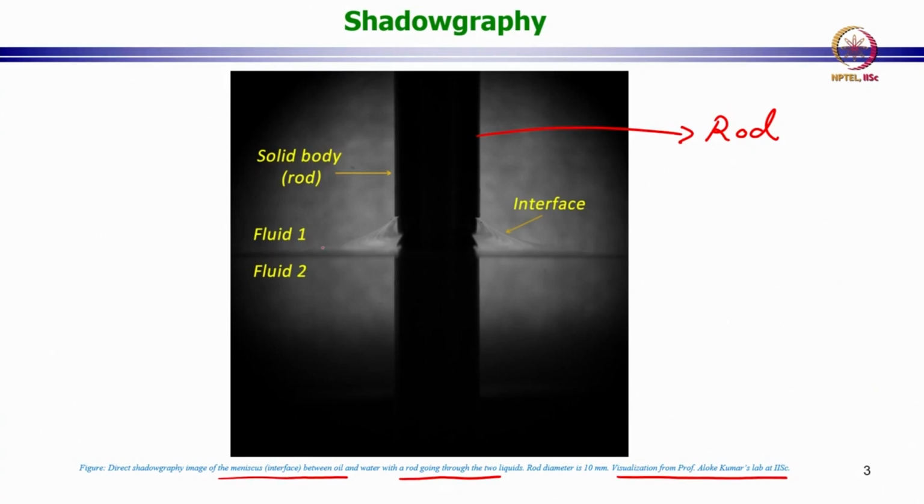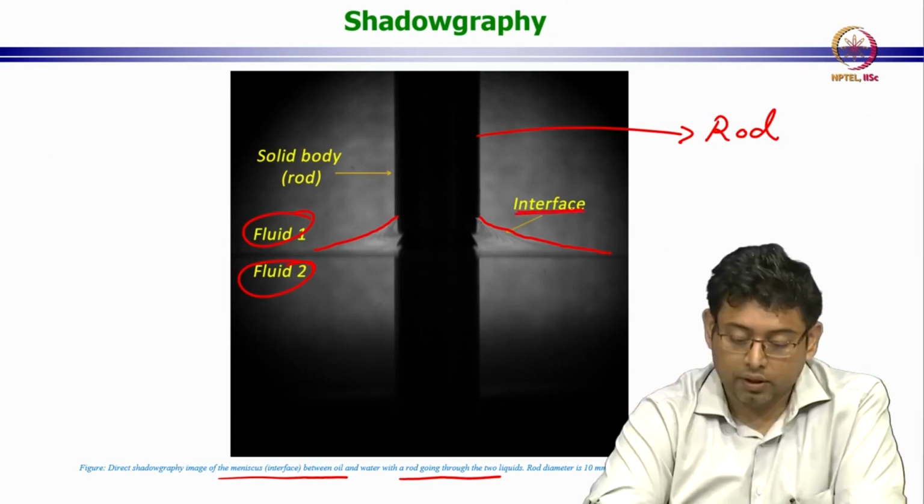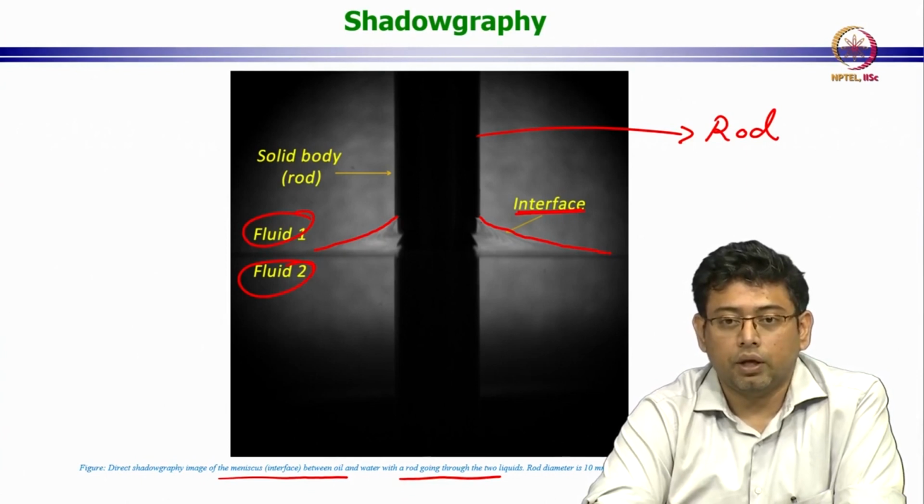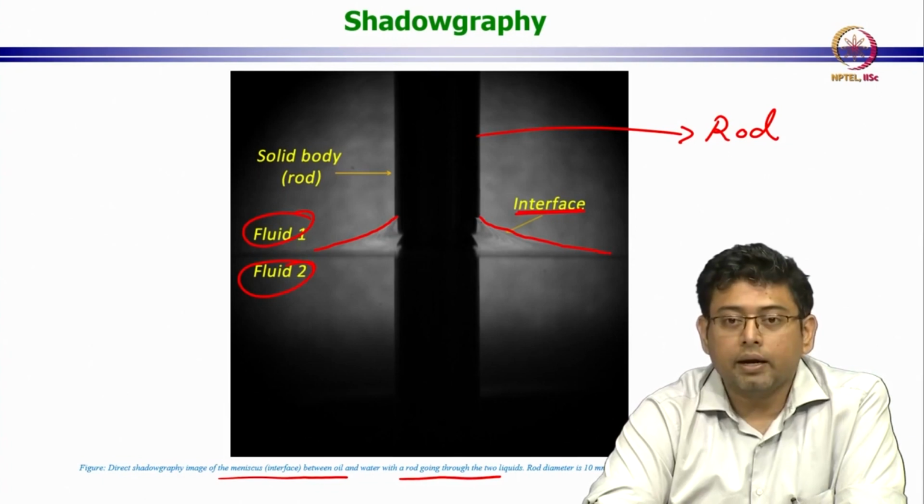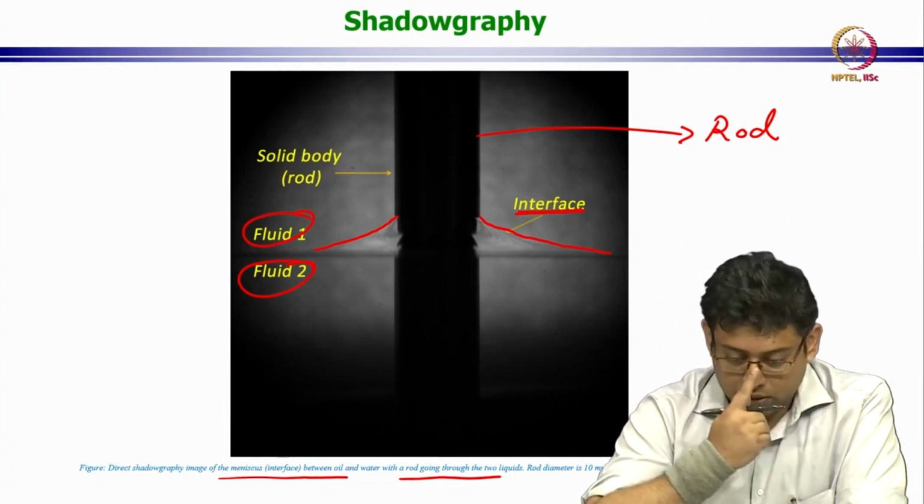But you can see that there are two fluids. The upper one is fluid 1, the lower one is fluid 2, and there is a very small difference in refractive index between the two. But when you have the meniscus, the interface is very clearly visible in this particular case, right? So the interface can be clearly seen. Deformations of the interface also can be clearly seen during the experiment, which does provide qualitative insight into the deformation, right?